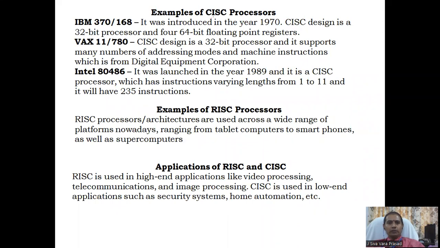So let's see examples of CISC processors. I already mentioned it comes under hardware nature. IBM 370/168, VAX 11/780, and Intel 80486 all come under CISC structures. Whereas smartphones, tablet computers, and even supercomputers all introduced the RISC architecture only. Because of the RISC nature, we have a smaller number of reduced instructions, so the execution rate is somewhat quicker than CISC processors.